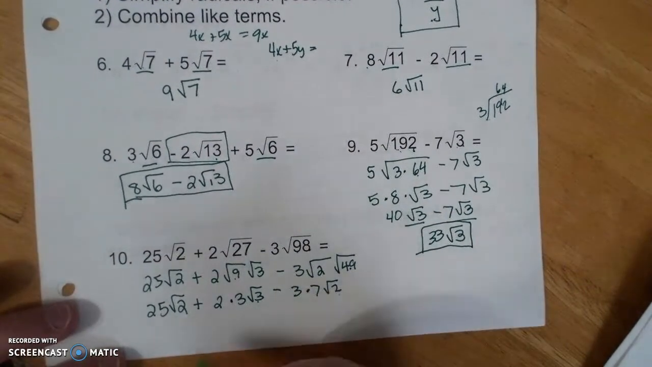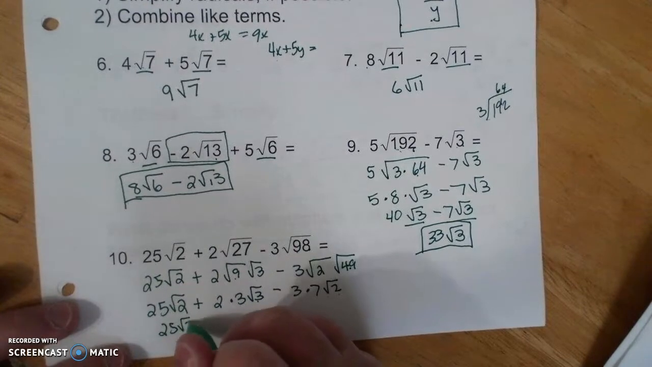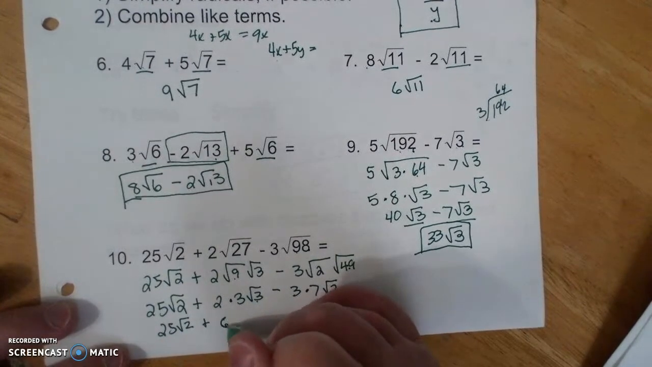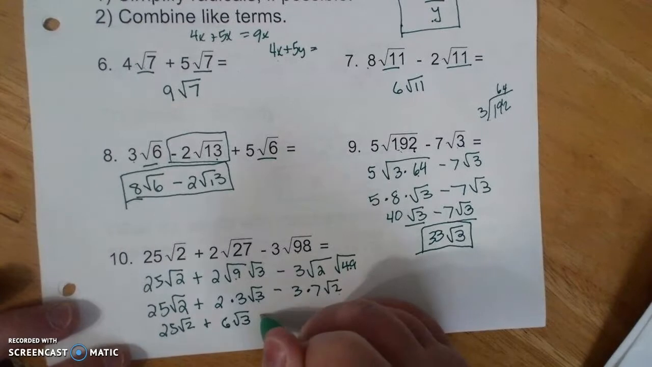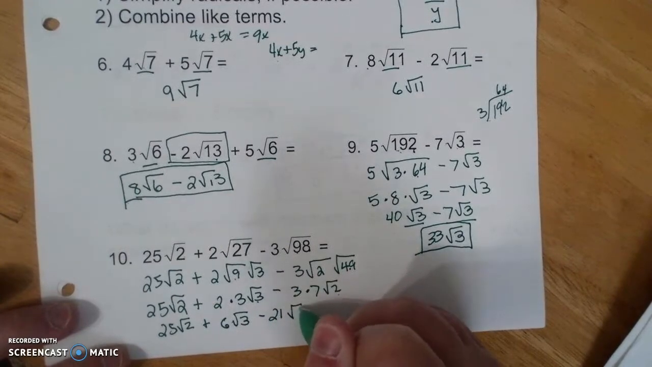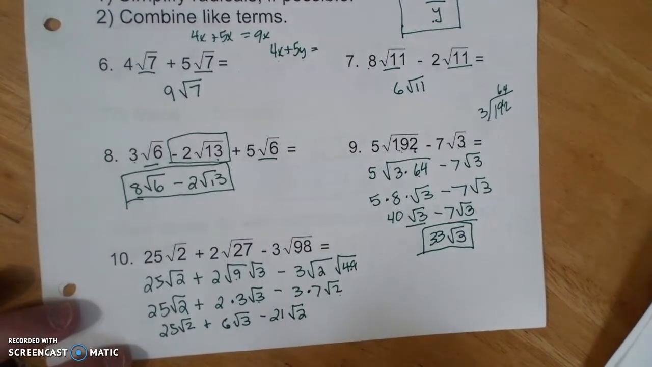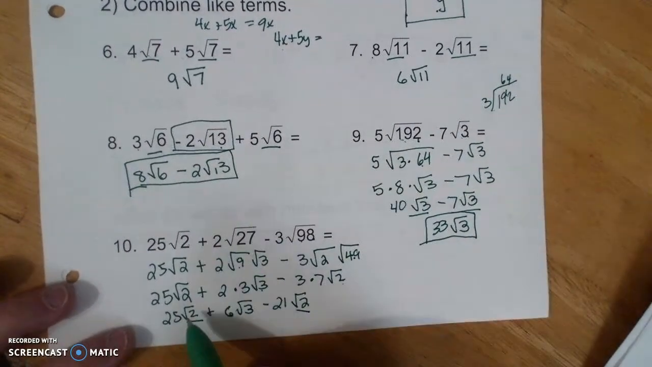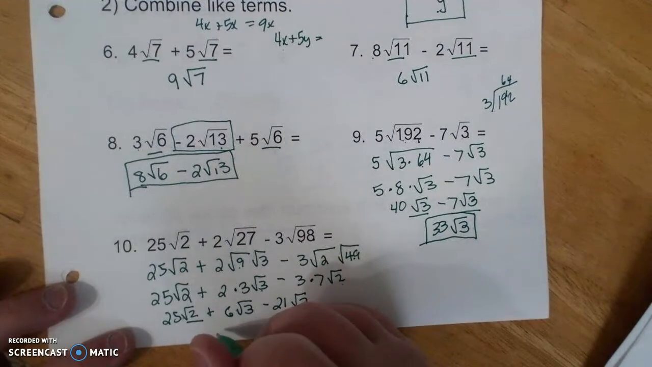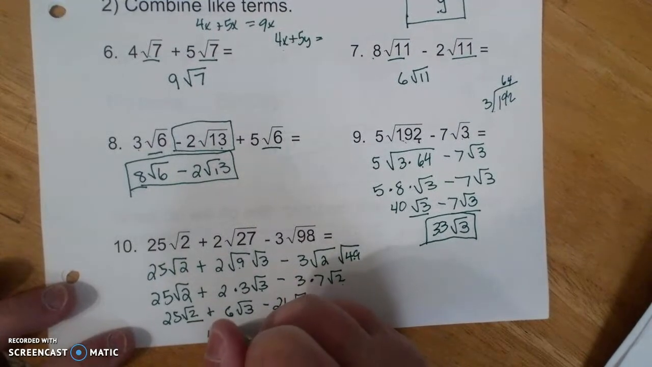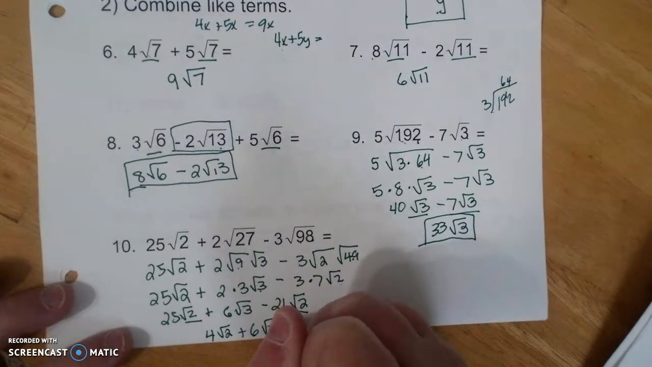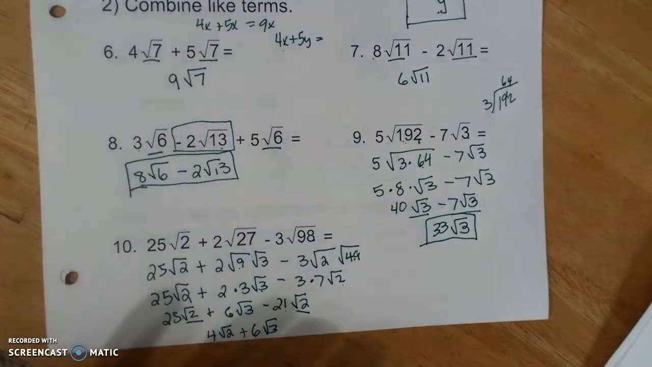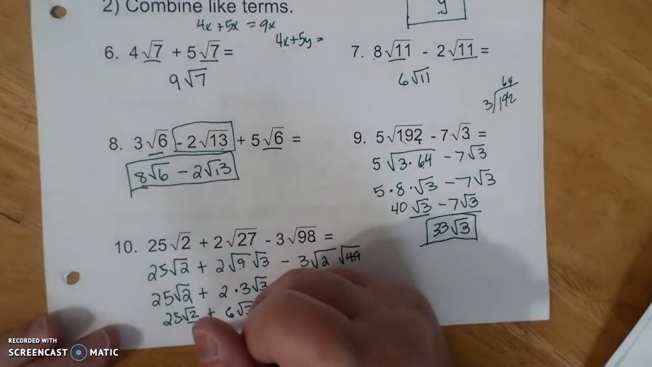So that's 25 square root of 2 plus 6 square root of 3 minus 21 square root of 2. Like radicals, 25 minus 21 is 4 square root of 2 plus 6 square root of 3, and that is your final answer.